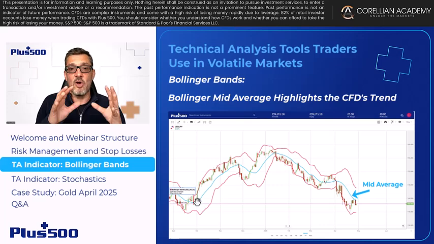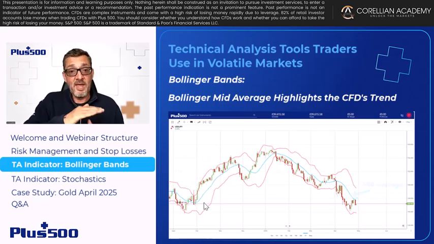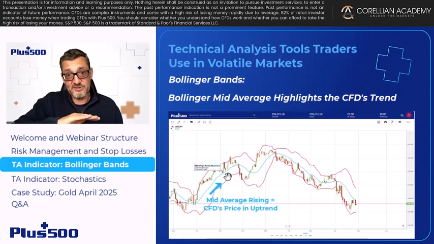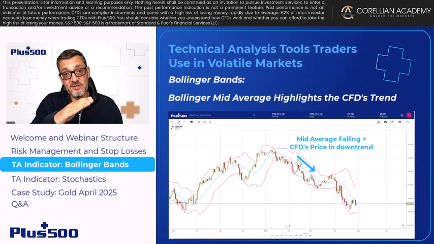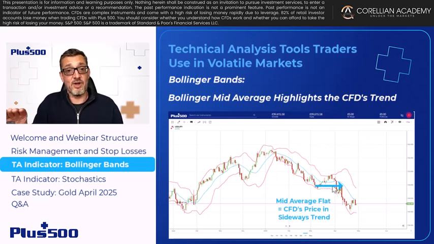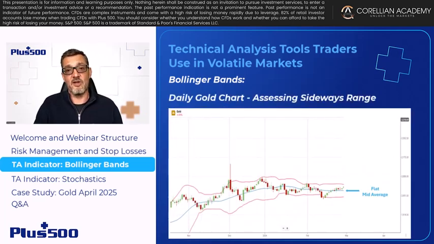It is the mid-average that offers clues to the direction of the trend of the CFD that you're looking at. If it is rising, the CFD's price is classed as being in an uptrend. If it is falling, the price is considered to be in a downtrend, while if the average is flat, a sideways trend is evident.